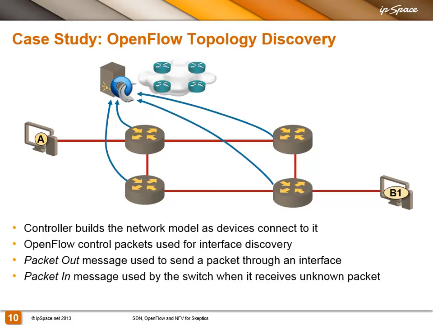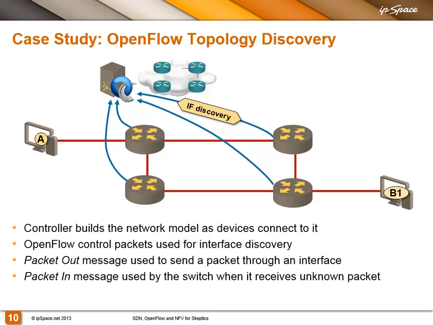First thing the controller has to do is figure out where the interfaces are. So it has to send an interface discovery OpenFlow message to the switch, asking the switch about OpenFlow enabled interfaces. And it gets a list of interfaces back. So now it knows that this switch has two interfaces. It still doesn't know where the interfaces are connected.